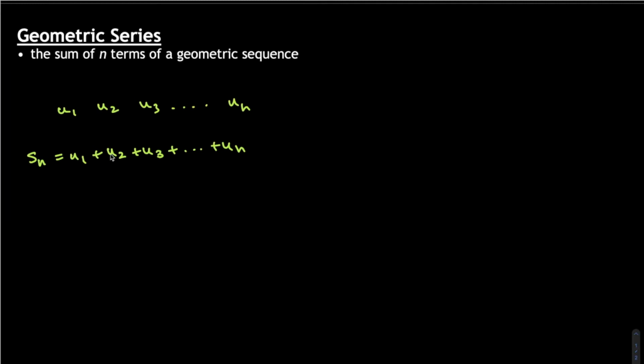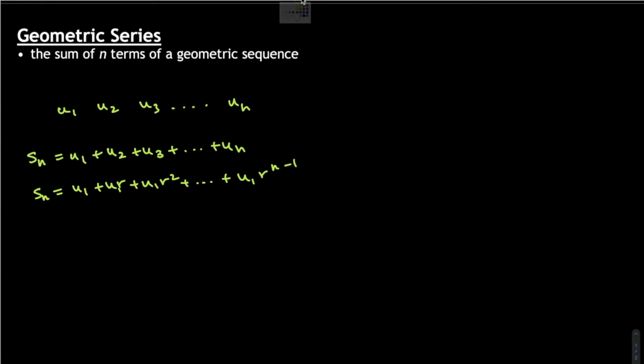Now, if I had to write this in terms of a geometric sequence, what I can do is write each term in the sequence in the form of u1 times r raised to the power n minus 1. So if I do that, what we get is u1 plus u1r plus u1r squared all the way up to u1 r raised to the power n minus 1, right?